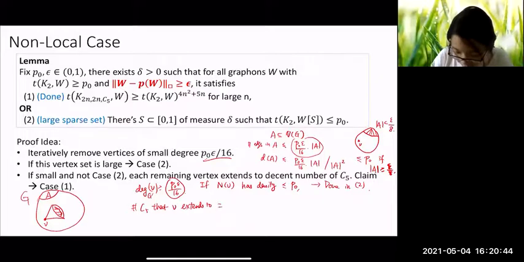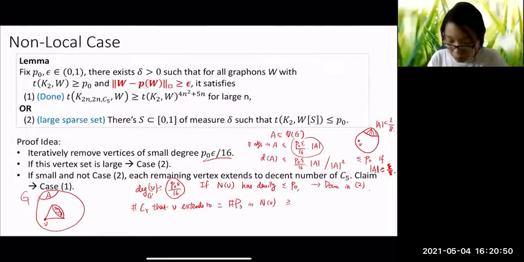So basically this equals the number of P3 in the neighborhood of V. And by Sidorenko, because we already know Sidorenko's holds for paths, this is at least P0 cubed times the size of the neighborhood, squared, to the fourth. And this is large. So it's some constant C, only depending on P0 and epsilon.